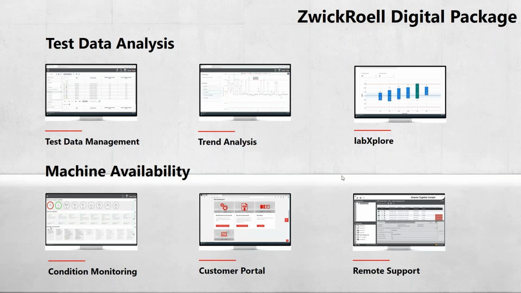So we segmented it in two parts. One, as Robert already mentioned, is for the test data, and the other one is for the machines. Here we can offer condition monitoring, so that you get an overview of all your machines and exactly what you are doing with your notifications. Also the customer portal, where you have an overview of all your documents and the possibility to get in touch with us, and remote support for heavy issues, so that you can contact us immediately via remote and have right access to experts.